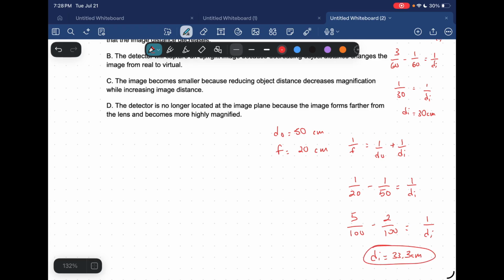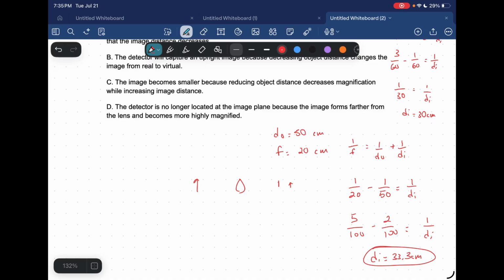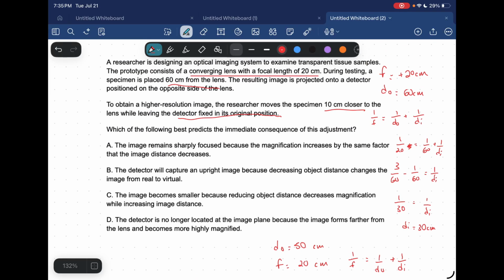So we're probably going to get a blurry image, because essentially what we have here is, let's say that's the object, that's the lens, and this is the detector. The image is going to form right about here, 33.3 centimeters away from the lens instead of 30 centimeters. So we're going to want to look for an answer choice that reflects that the image probably gets blurry or lower in quality. So with this framework in mind, let's go ahead and look at the answer choices.